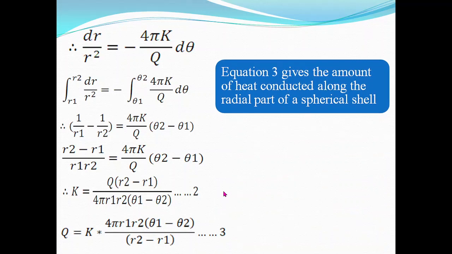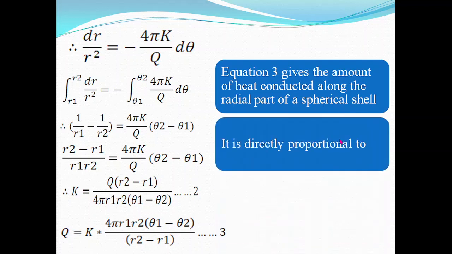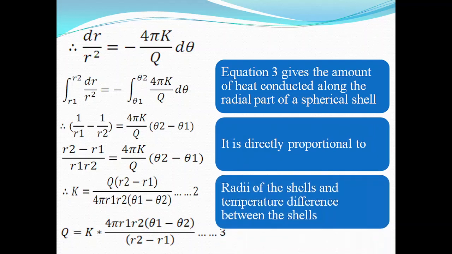Thus, equation 3 gives us the amount of heat conducted along the radial part of the spherical shell. It is directly proportional to what? The radii of the shells and the temperature difference between the shells.